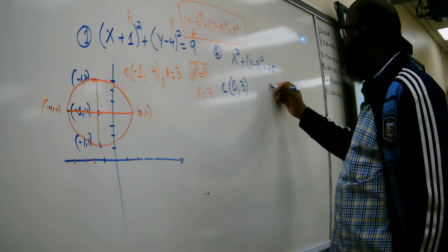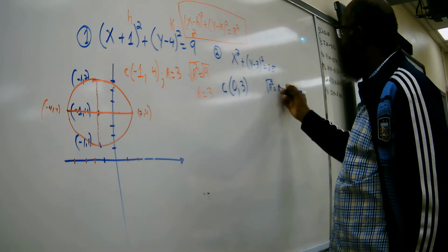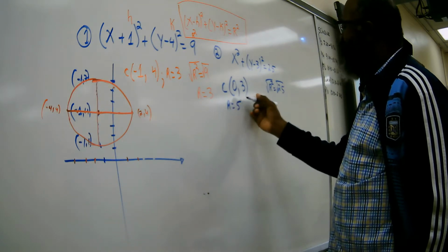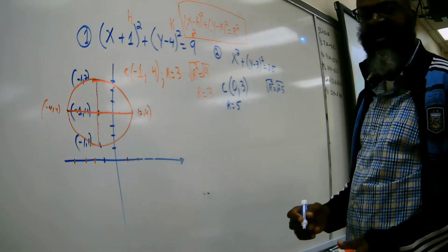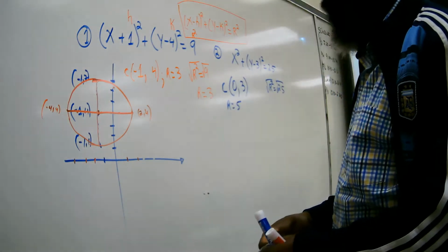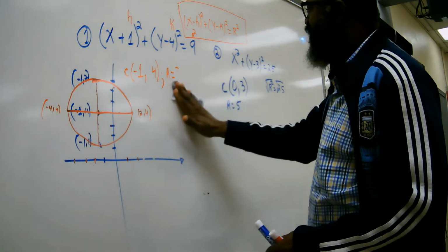And my r squared is equal to 25. So I'm going to take the square root of that. In this case, r is 5 units. So I have my center, I have my radius, then I can go graph that. Alright, in this case, I have to create another graph, another grid.